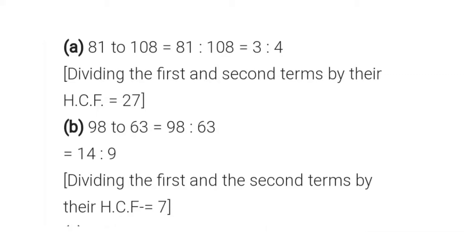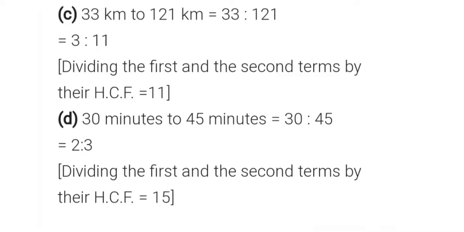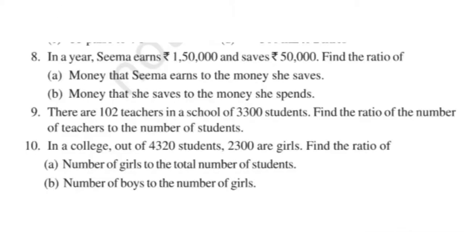Number C, 33 kilometer to 121 kilometer. Now these two are divisible by 11, so we can cut it by 11. So 11 3s are 33 and 11 11s are 121. So answer will come 3:11. Now see the last one, 30 minutes to 45 minutes. So this we can write 30:45. Both are divisible by 15. So we can cut it by 15. 15 2s are 30 and 15 3s are 45. So answer is 2:3.